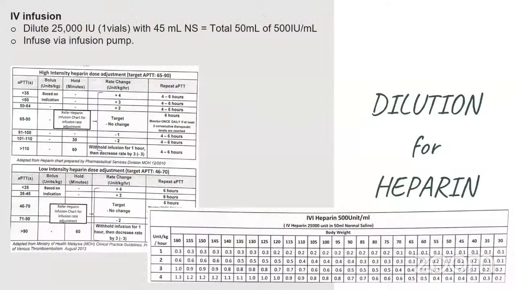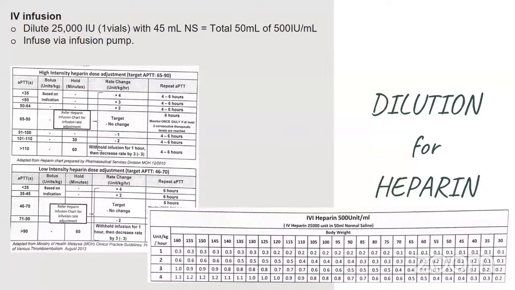Okay, for the last one, dilution for heparin. This is for the heparin protocol. So for heparin, you can dilute 1 vial. You have to take note here, we are using the strength of 5,000 per ml, not the 1,000 per ml heparin. So 5,000 per ml heparin has 5 ml in 1 vial. So 25,000 units can be diluted in 45 ml of normal saline, then you will get 500 units per ml.